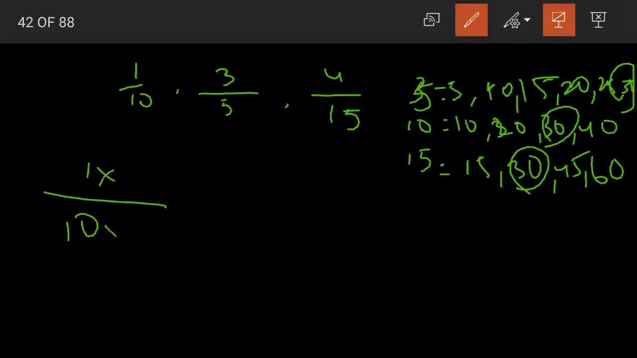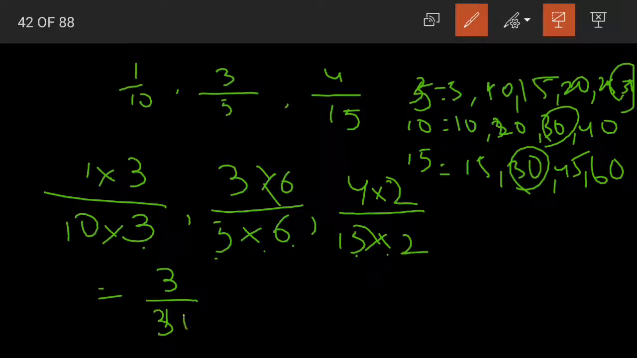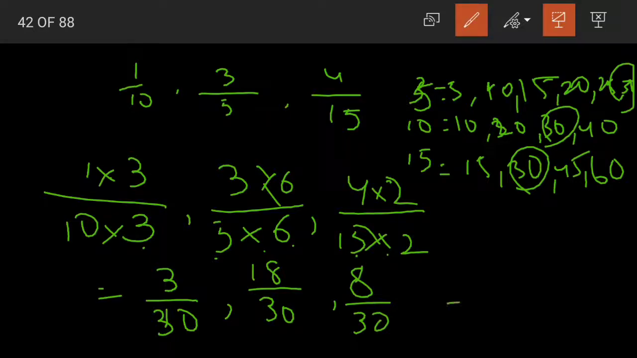So now let us take 30 as the denominator and then convert these into like fractions. 10 into 3 is equal to 30. 5 into 6 is equal to 30. 15 into 2 is equal to 30. So 1 3s are 3, 3 6s are 18, 4 2s are 8. See children, now we are left with 3 like fractions.